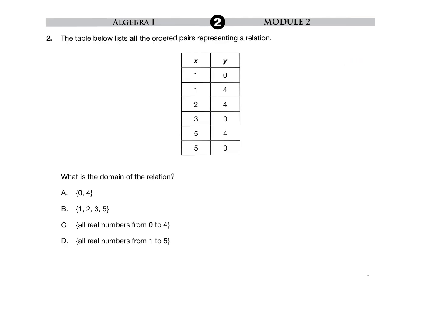When we look at number 2 here, we have the table below lists all the ordered pairs. And I want to point out, they bold it so that you know there's nothing else here besides these points. So if we have a list of points, remember we're going to need a list or a set for our domain and our range. So our domain is our x's, and it is just the numbers 1, 2, 3, and 5. So it is option B.